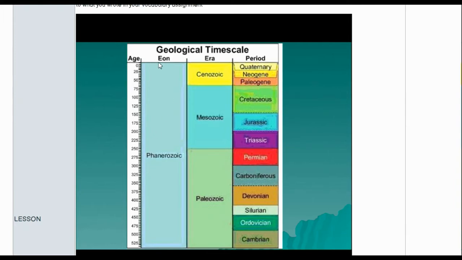So this is a fairly easy table to copy down. You have 3 columns, and then you're going to divide those out. Make sure that you have the age 0 years ago, which is current time, at the top, and 540 million years ago at the bottom. That is the beginning of the Phanerozoic eon. The times in the middle will fill in as we go through each one of these time frames, so you don't necessarily need to worry about having all of those hash marks over there.